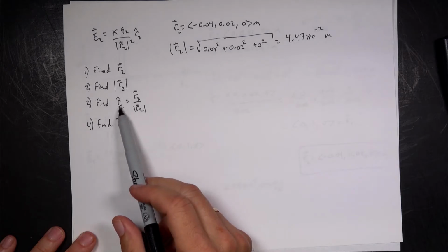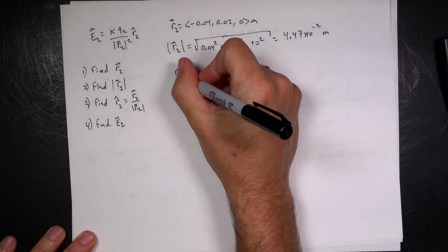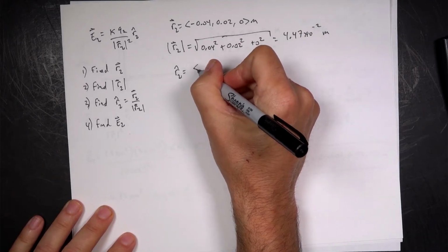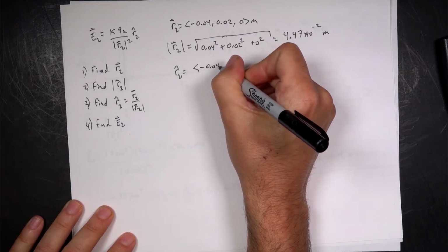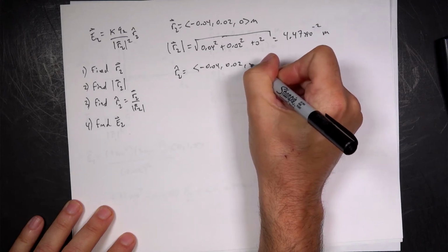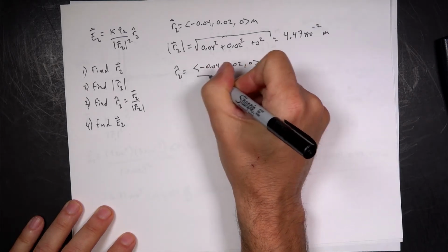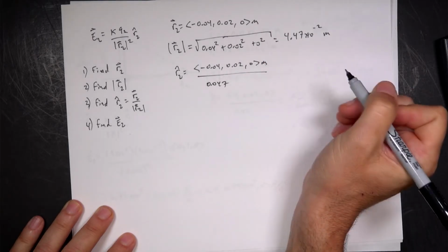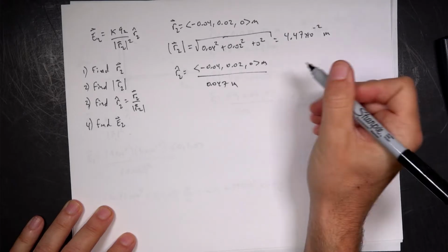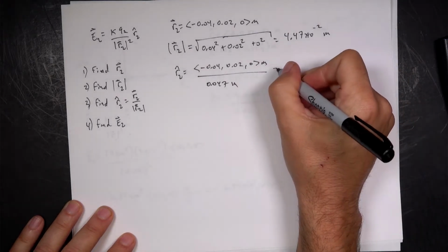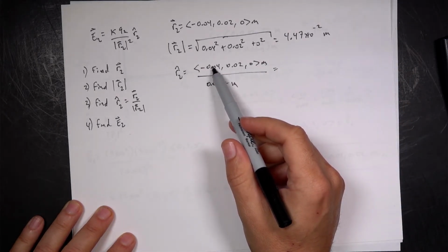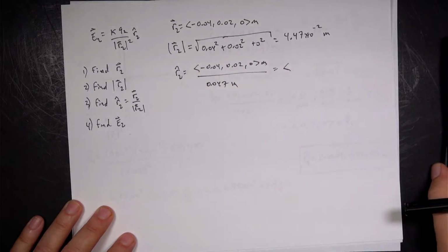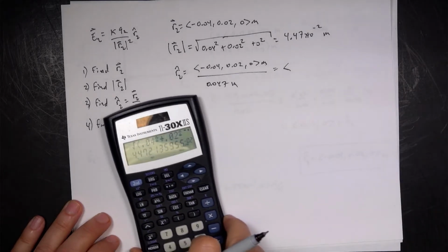Okay, so now I need to find R2 hat. R2 hat is going to be equal to R2, which is negative 0.04, 0.02, 0 meters, divided by the magnitude, 0.0447 meters, that's 10 to the negative 2. And then to do that, I can just take each component and divide by this. So I'm going to get negative 0.04 divided by 0.0447.